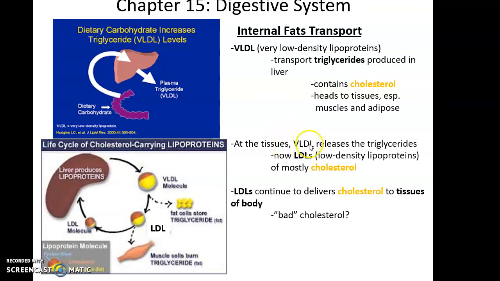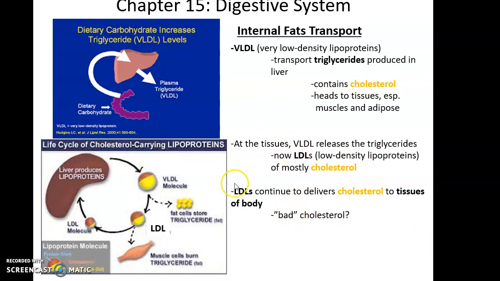The VLDLs reach the various tissues that want the triglycerides, and the triglycerides are then deposited in, say, the fat cells, the adipose cells, or in the muscle tissue. However, the story's not done. The VLDLs then become LDLs, low-density lipoproteins. Triglycerides are gone, but there is still cholesterol surrounded by proteins. And the cholesterol continues to be delivered to various tissues of the body. So the LDLs continue traveling, continue delivering cholesterol to various tissues of the body.